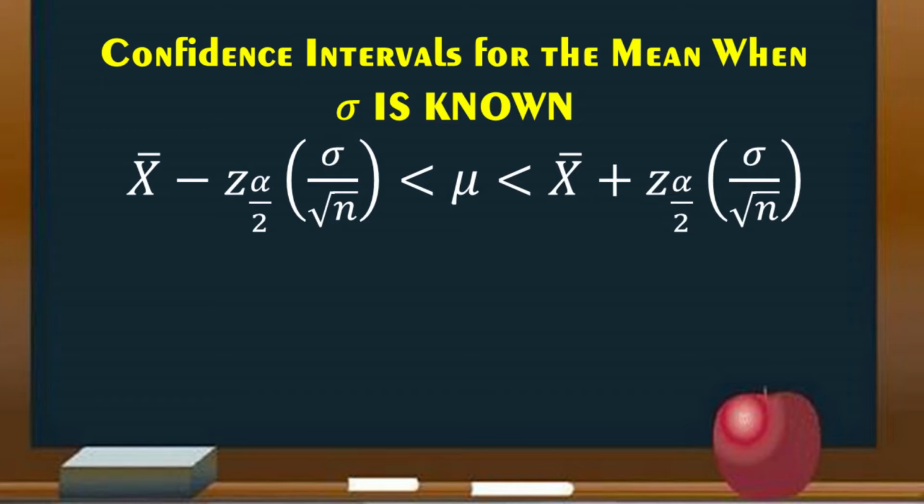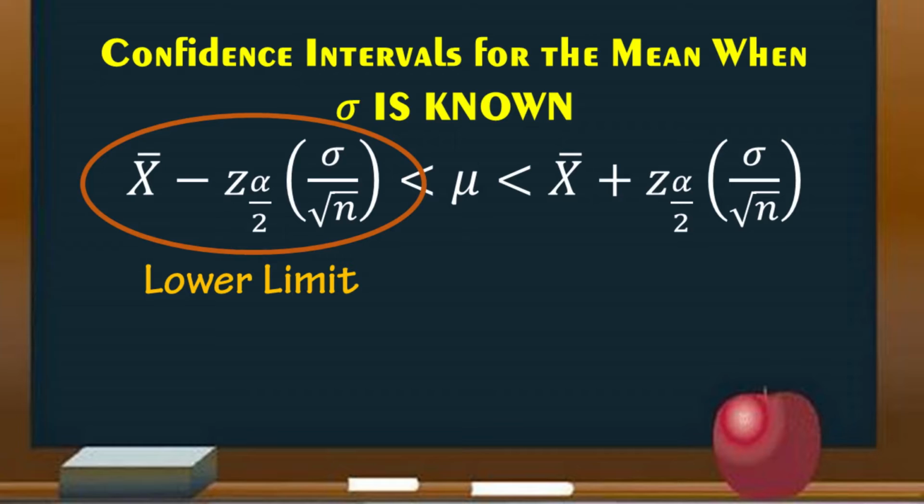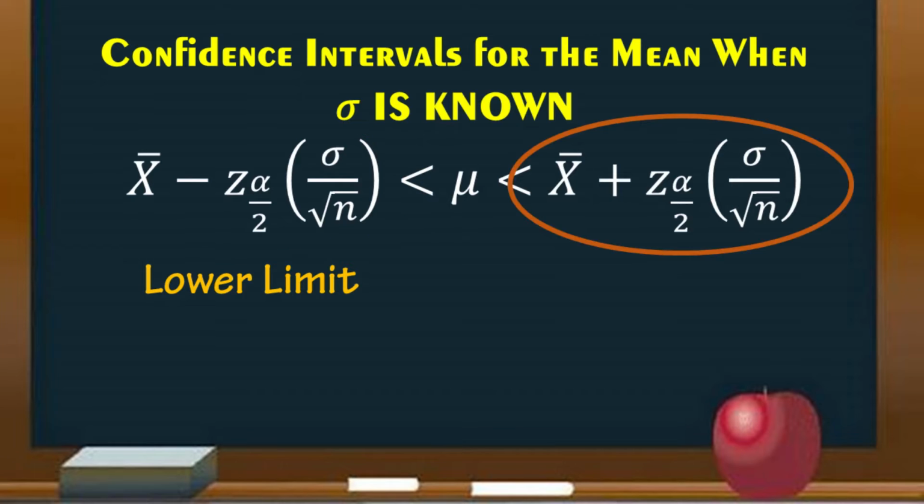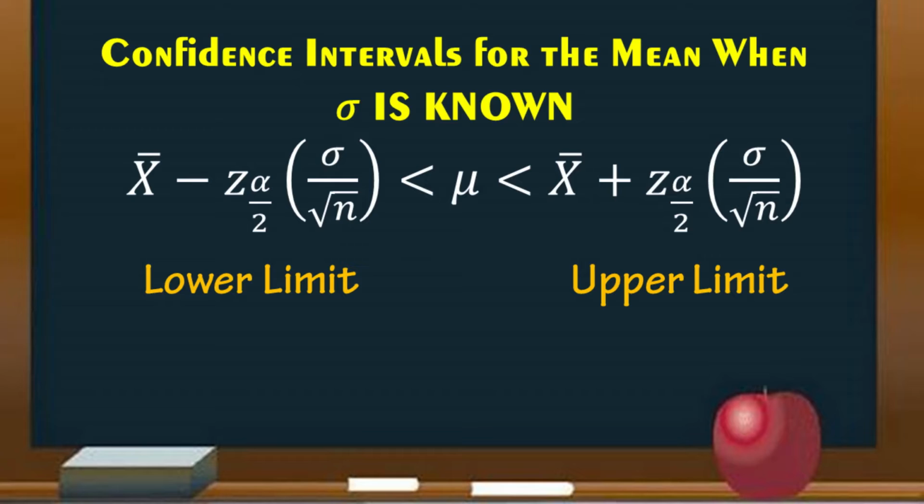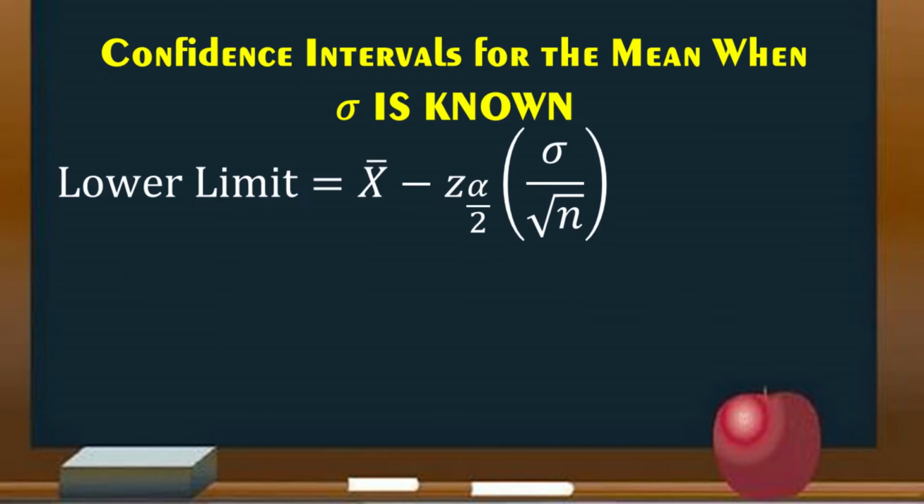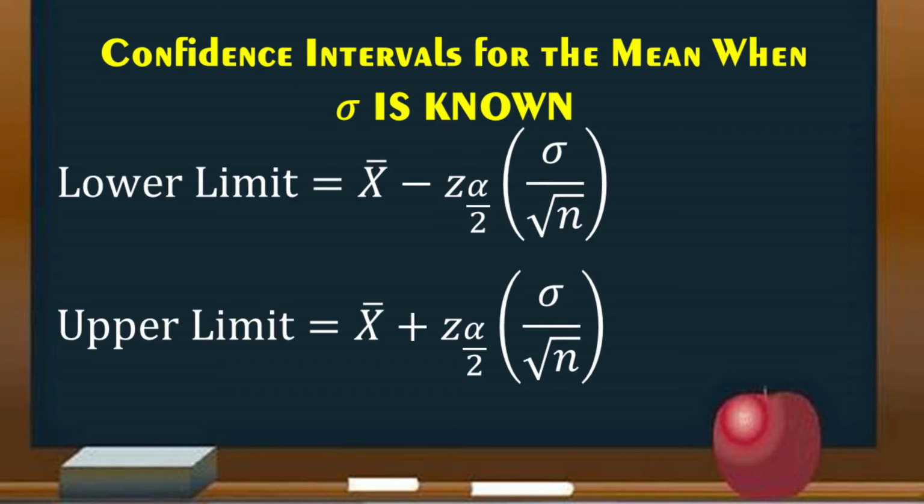From the given formula, x bar minus z sub alpha over 2 times the quantity sigma over the square root of n is the lower confidence limit, while x bar plus z sub alpha over 2 times the quantity sigma over the square root of n is the upper confidence limit. We can break down the formula to solve the confidence intervals for the population mean. Now let's try to solve problem number 1.